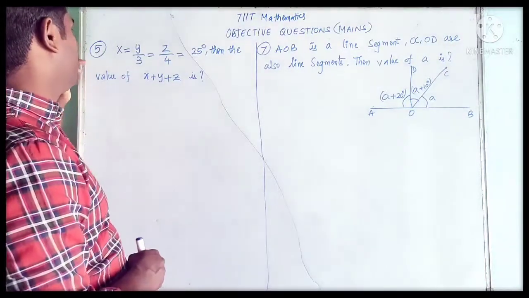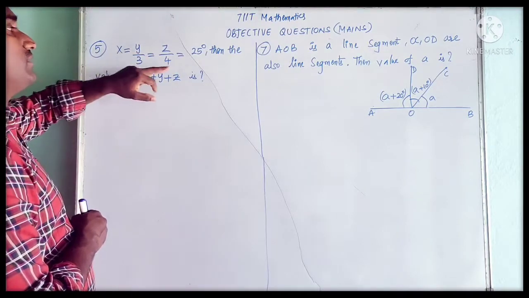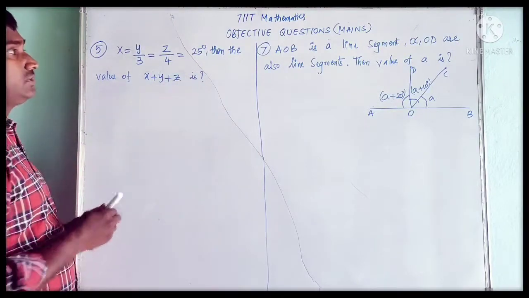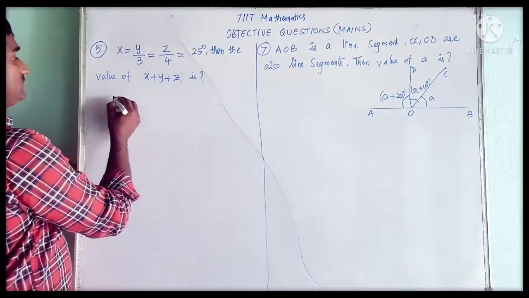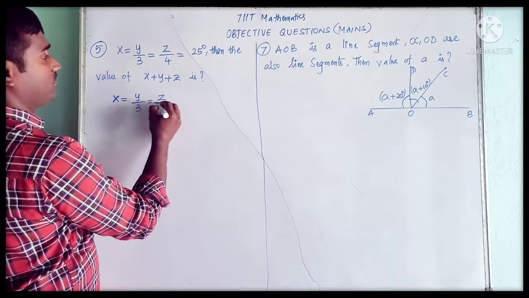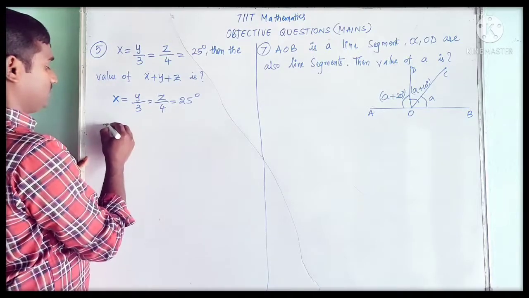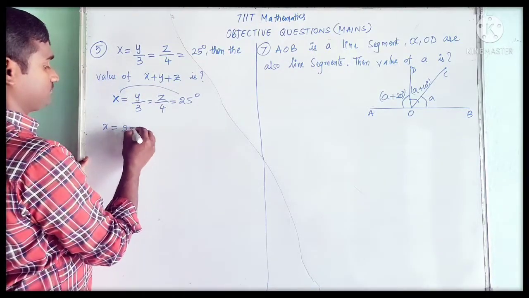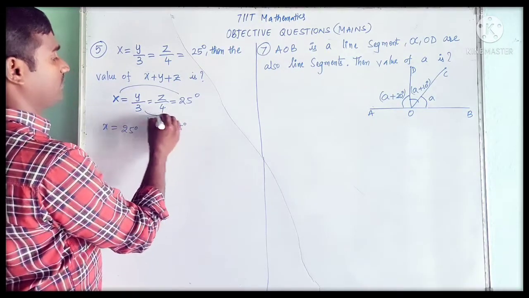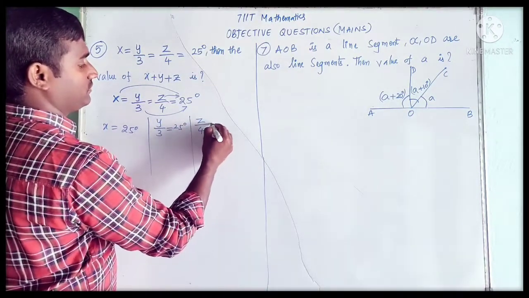Now I am going to discuss the fifth question: x equal to y by 3 equal to z by 4 equal to 25 degrees, then the value of x plus y plus z is asked. From the given equation we can write: x is equal to 25 degrees, y by 3 equal to 25 degrees, and z by 4 equal to 25 degrees.